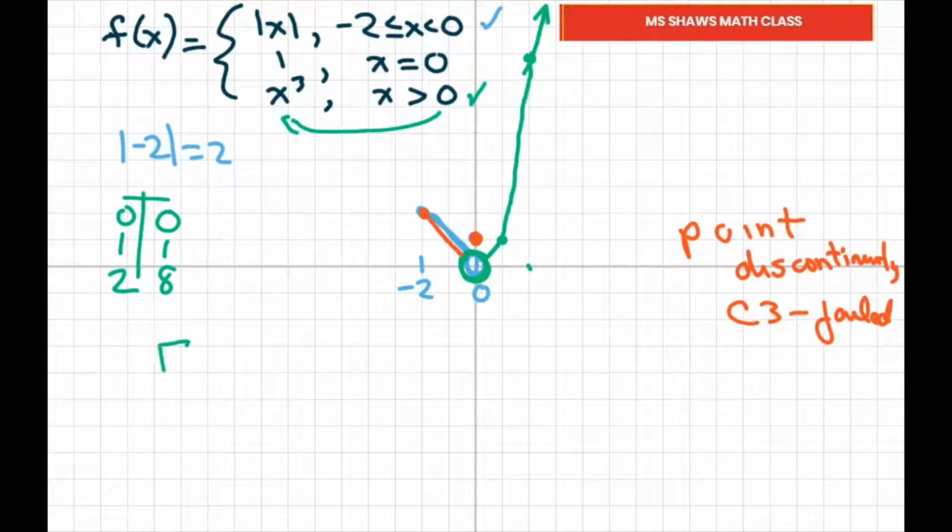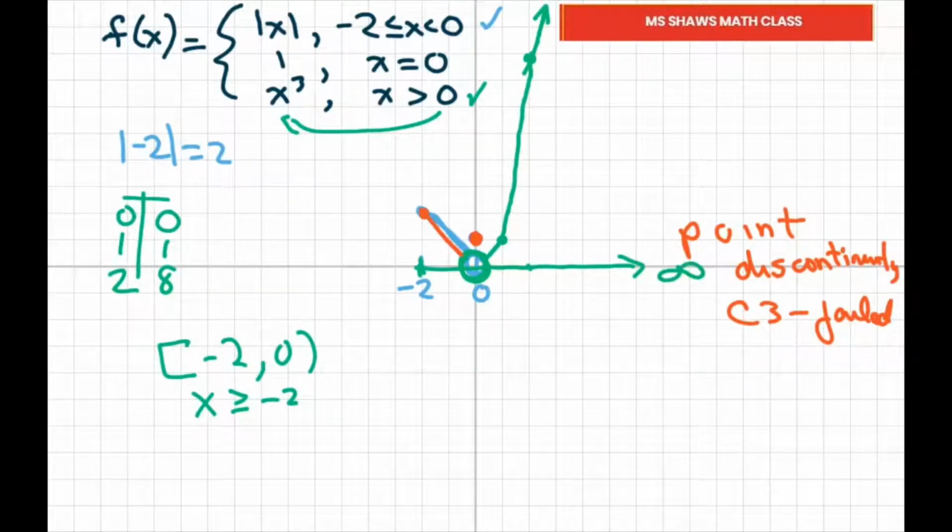Now we already stated the domain. You could actually see it here. You could just say x is greater than or equal to -2, because you're going from left to right when you're doing the domain, starting from here and going to infinity.